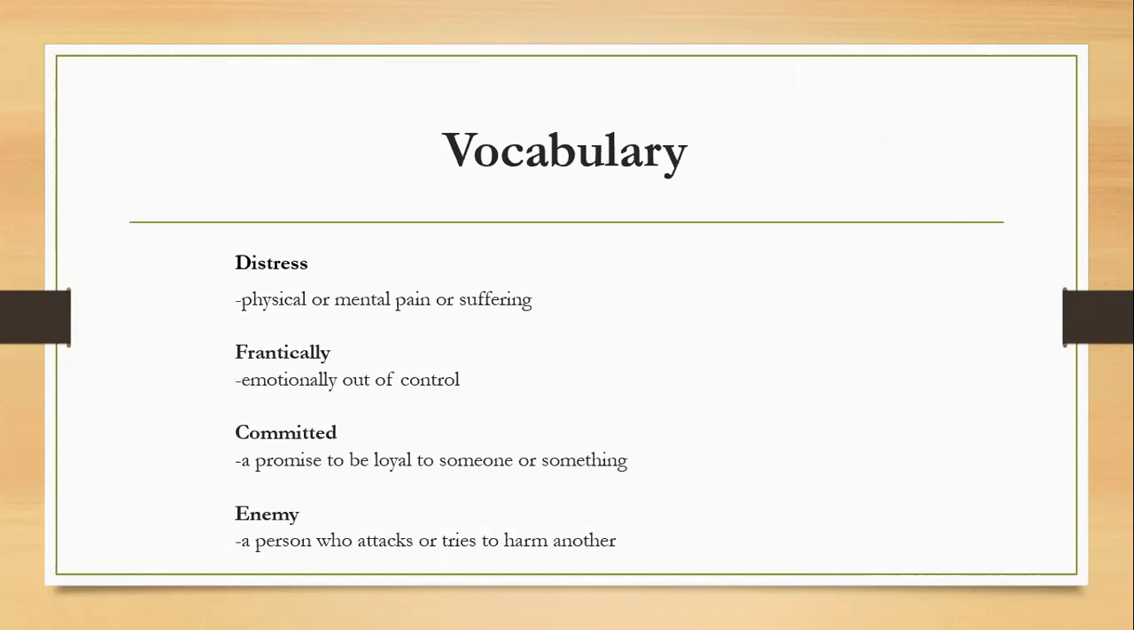Now we're going to go over some vocabulary words that we learned in school. The first vocabulary word is distress, physical or mental pain or suffering. The second vocabulary word is frantically, emotionally out of control. The third vocabulary word is committed, a promise to be loyal to someone or something. And the fourth vocabulary word is enemy, a person who attacks or tries to harm another.